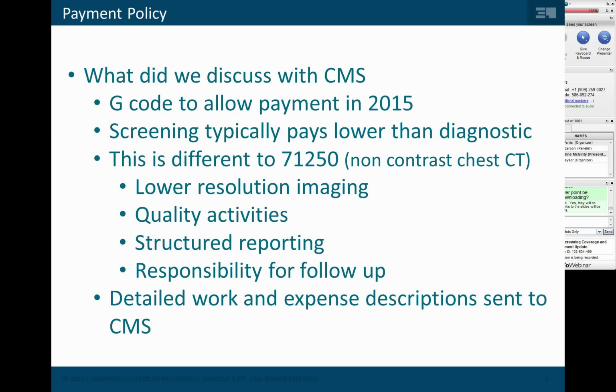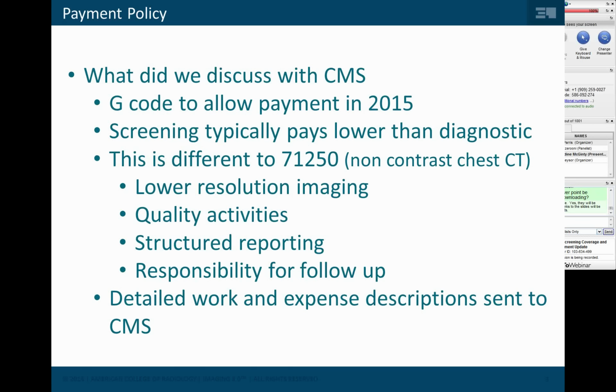Anyone, again, who offers mammography services knows how challenging it can be to make sure that you have the appropriate resources to meet all those quality activity requirements. Structured reporting is really a new paradigm and involves the radiologist in outcomes and management recommendations, again, that take more time and intensity, that responsibility for following up.